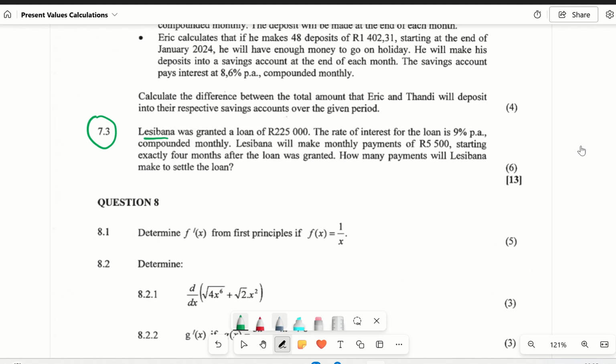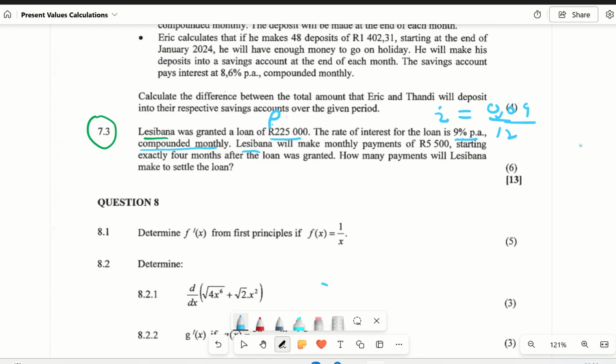7.3 says Lesibana was granted a loan for 250,000. This is your P. The rate of interest for the loan is 9% per annum, compounded monthly. So this is your I, equal to 9% is the same as 9 over 100, which is 0.09, over monthly compounded, so it's divided by 12. Ready? You've got your P and your I.